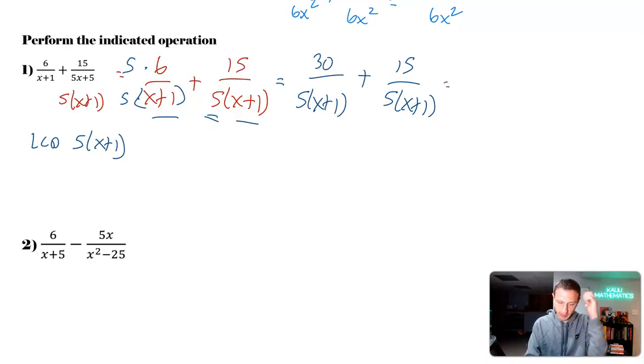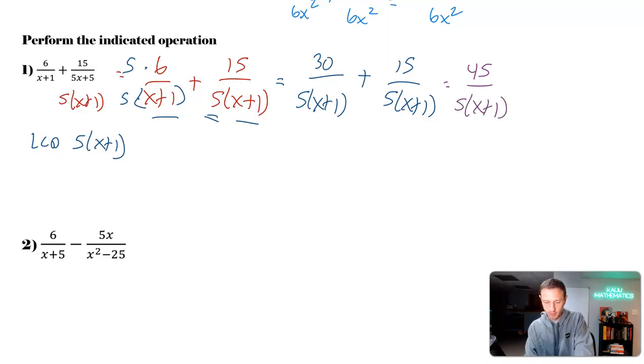So now we have the same denominators. I'm going to add across the top: 30 plus 15 is 45, over 5 times x plus 1. 45 divided by 5 is 9 over x plus 1, because I could simplify that. 5 goes into 5 one time, 5 goes into 45 9 times.